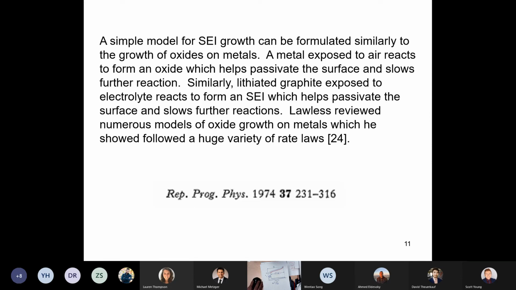And that's where I'm going to start on Friday, because we're at the end of time. We'll go through this. It's really quite cool how incredibly simple models can match the experiment pretty well for the SEI on graphite. So if there are any questions now, it's a good time before we stop.